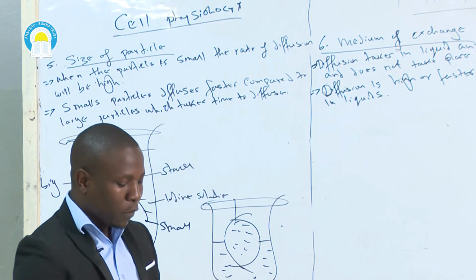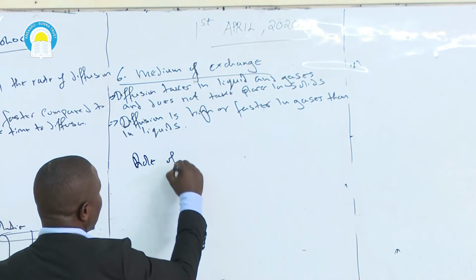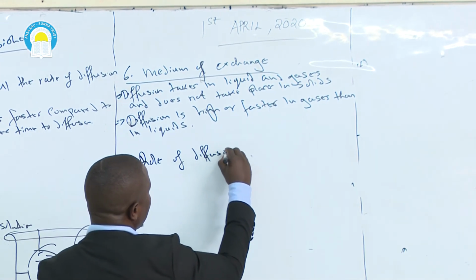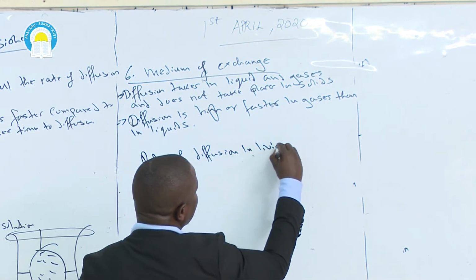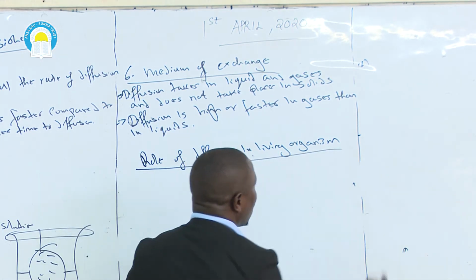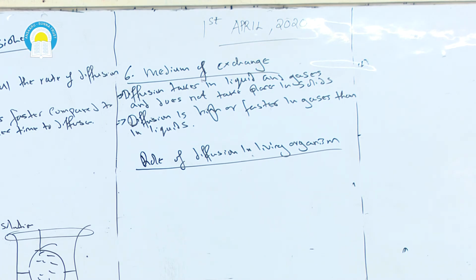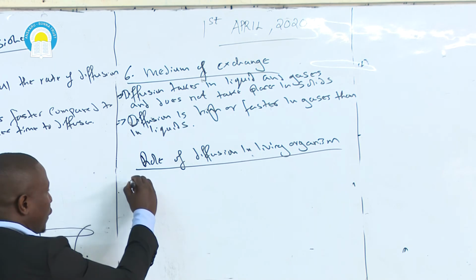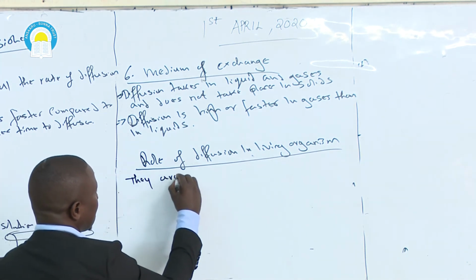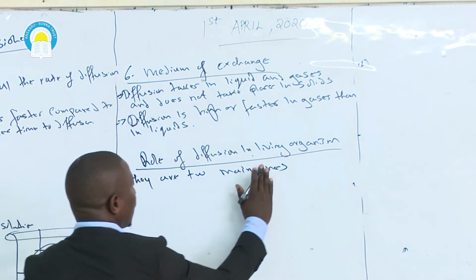So you go to the role of diffusion in living organisms. Role of diffusion, or the importance of diffusion in living organisms. Number one, we have two main ones. There are two main.